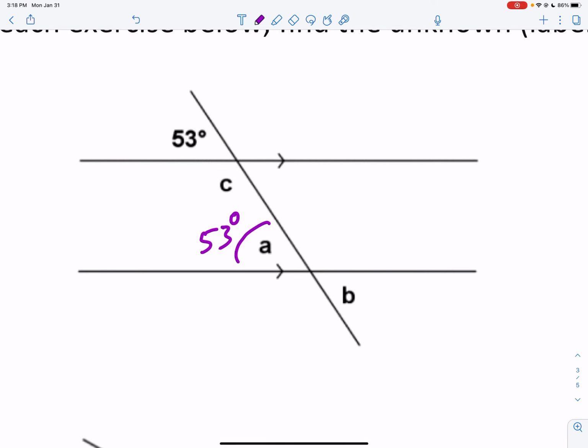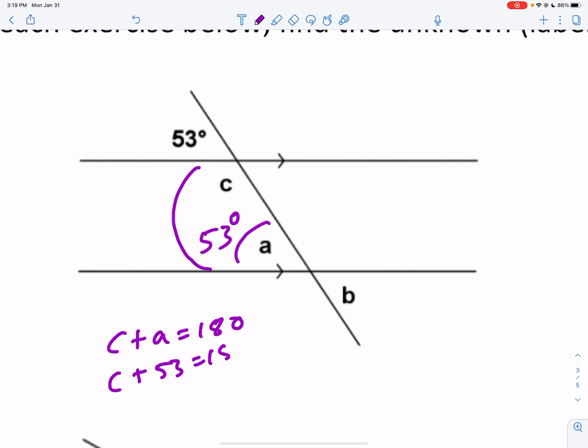Now, we could also say, all right, well, same side interior angles add up to be 180 degrees. They're supplementary. So C plus A equals 180. C plus 53 equals 180. Subtract 53. C equals 180 minus 53, which is, what is that, 127? 10 minus 3 is 7. 8 goes down to 7. Minus 5 is 2. Okay, yeah, I do believe that is 127.